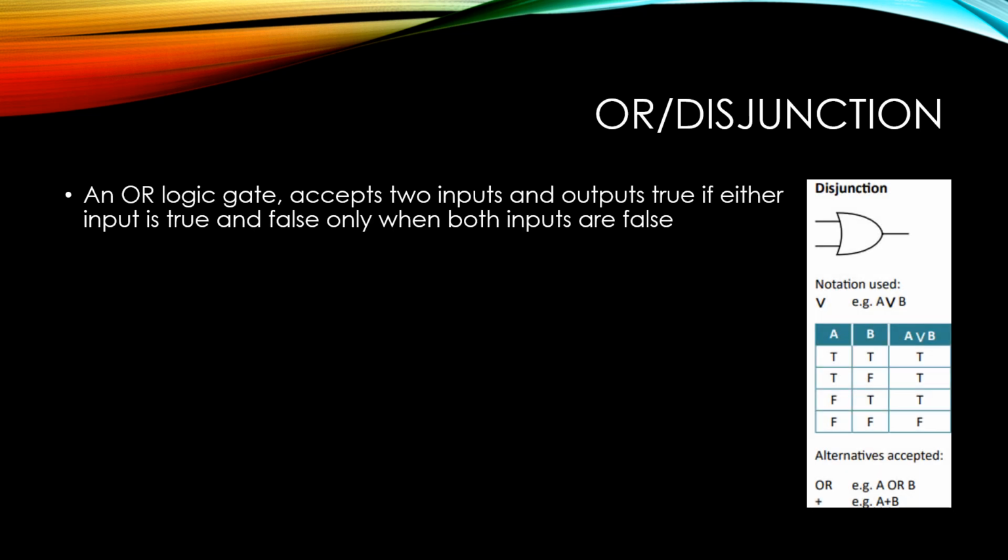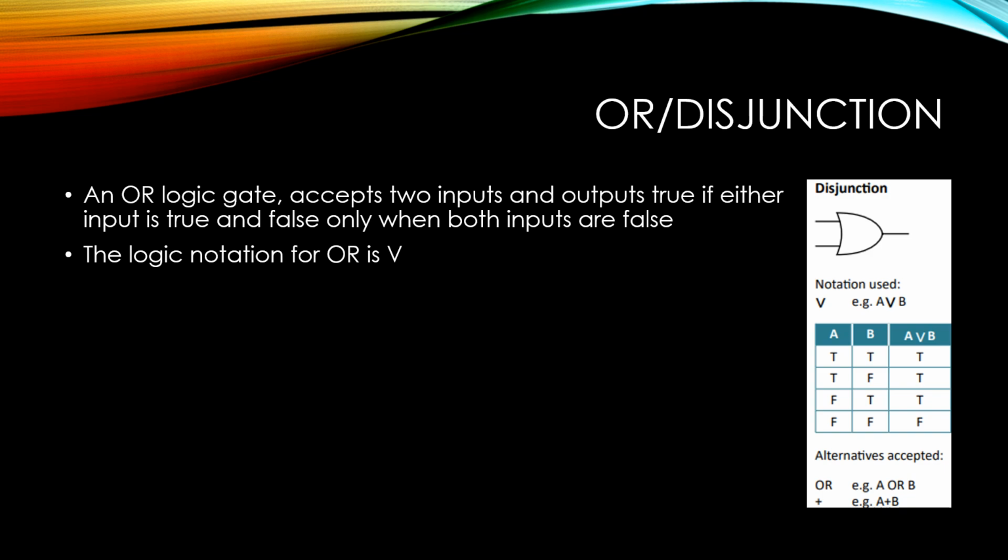The OR logic gate, also known as disjunction, accepts two inputs and outputs true if either input is true, and false only when both inputs are false. The logic notation for OR is a capital V. To differentiate your OR gate from your AND gate, make sure that it has a pronounced curved back and is slightly pointier at the front.